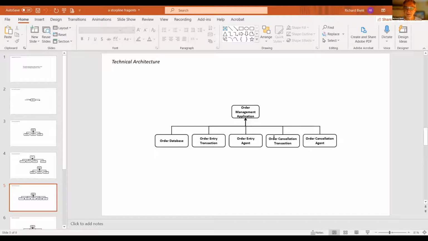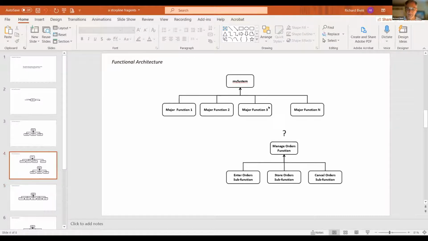Okay, we also need a transaction for order cancellation, and a person who will execute the order cancellation transaction to update and cancel orders in the order database. I put all this together and I call it an order management application. So now I'm talking about an app, probably a piece of software, a set of procedures for implementing this function. It didn't have to be those technologies. It could have been a completely different technical architecture. But technical architecture is where we start to commit ourselves to how we're going to do something.